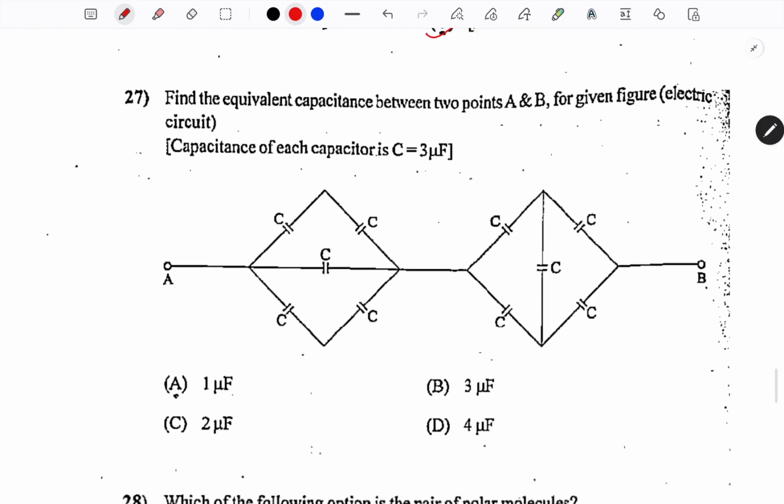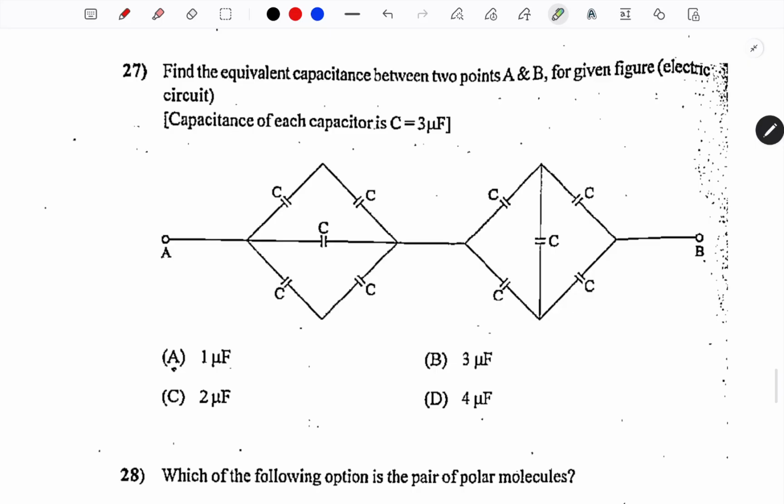Okay, another good question is asked. Find the equivalent capacitance between two points A and B for the given circuit. Here C is equal to 3 microfarad. In this portion it is a Wheatstone bridge, so this capacitance will be denoted, and here two capacitors are connected in series. When these two capacitors are in series, it will be C by 2. Same here, it is also C by 2. So the equivalent circuit will be like this.